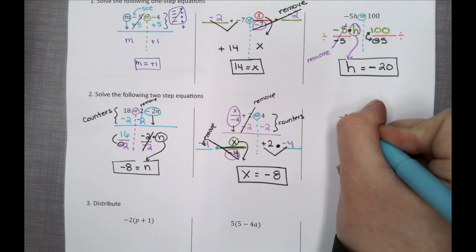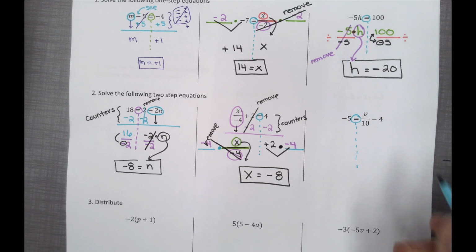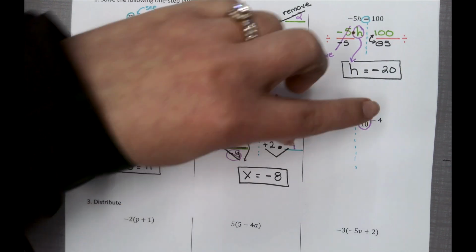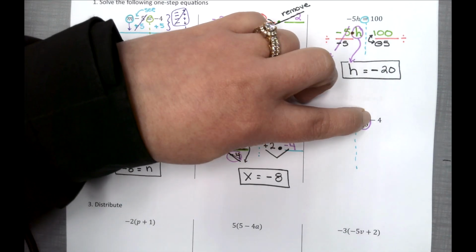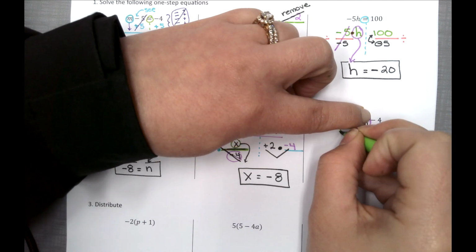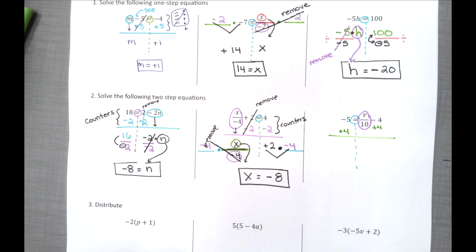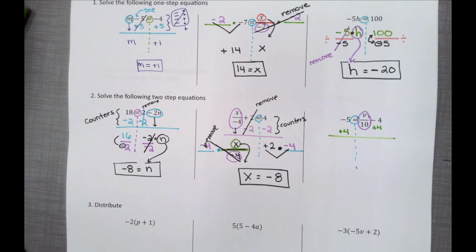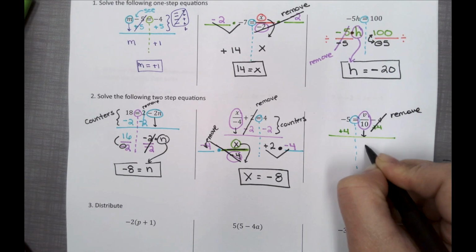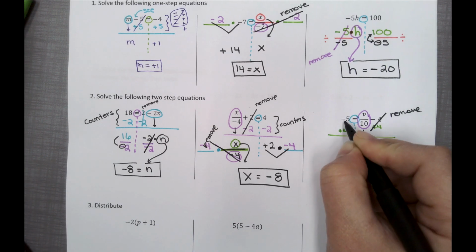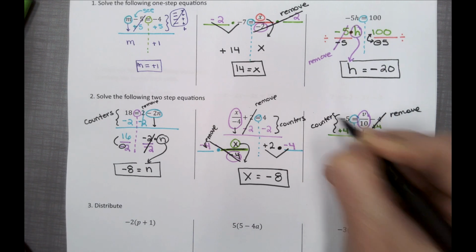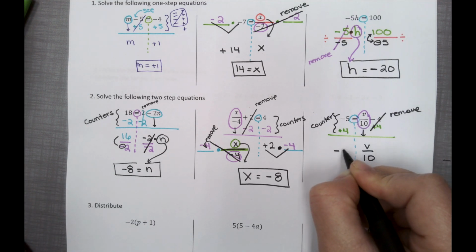Moving on to the next question, circle your equals, dotted line. Circle the term with the variable, so here it is. Take your finger, cover that bubble. I see a minus 4, so I am going to be adding 4 to both sides. Again, our task is to remove that 4. Bring down the v over 10, v divided by 10. Here we have counters. So we have 5 minuses, 4 pluses. This is a negative 1.